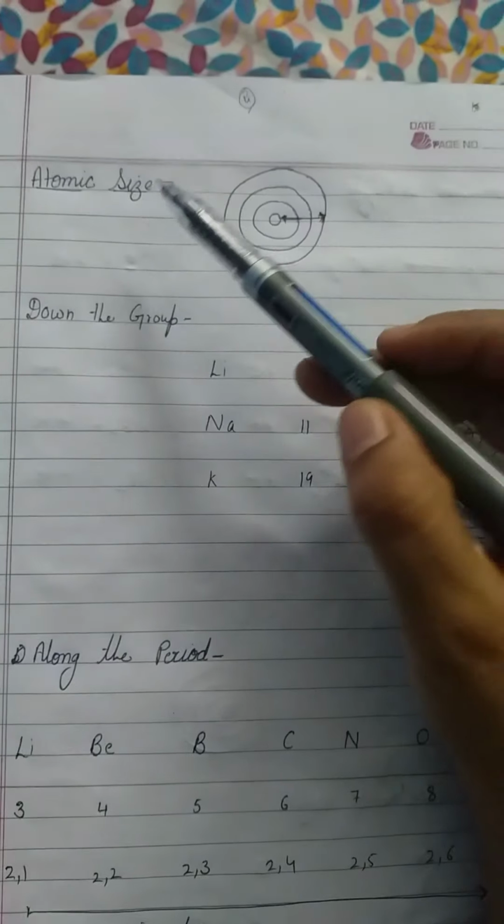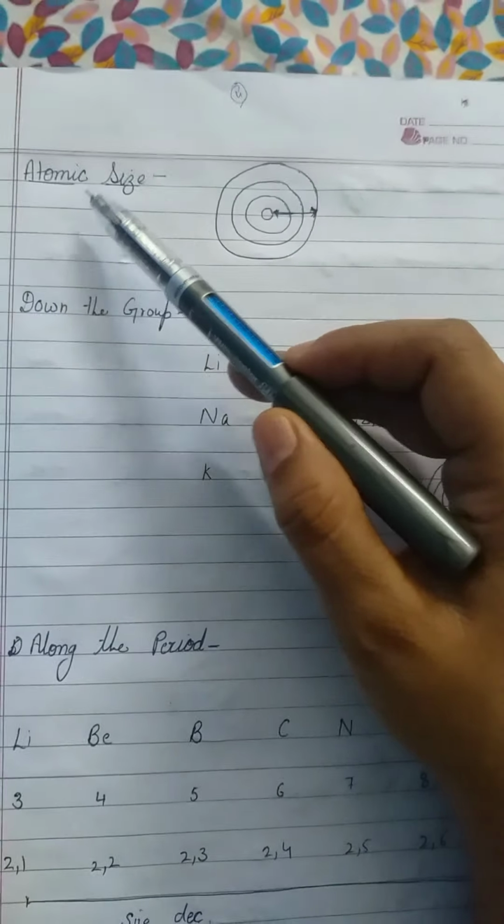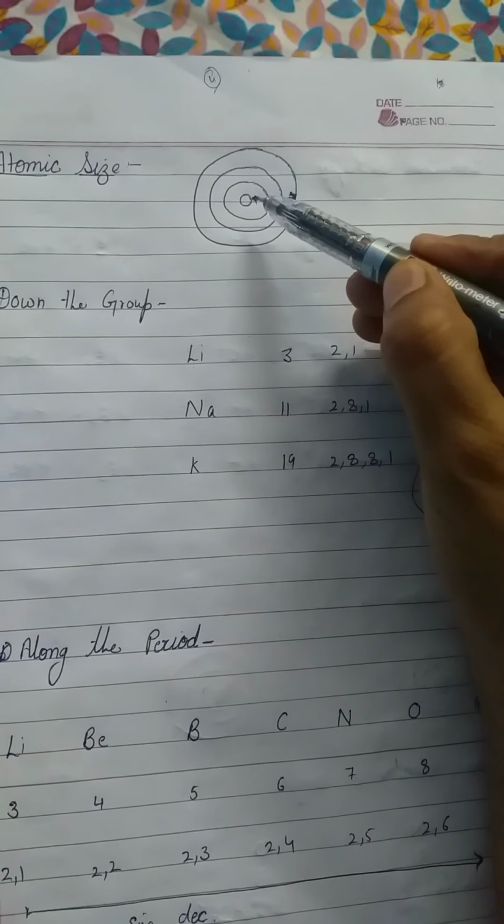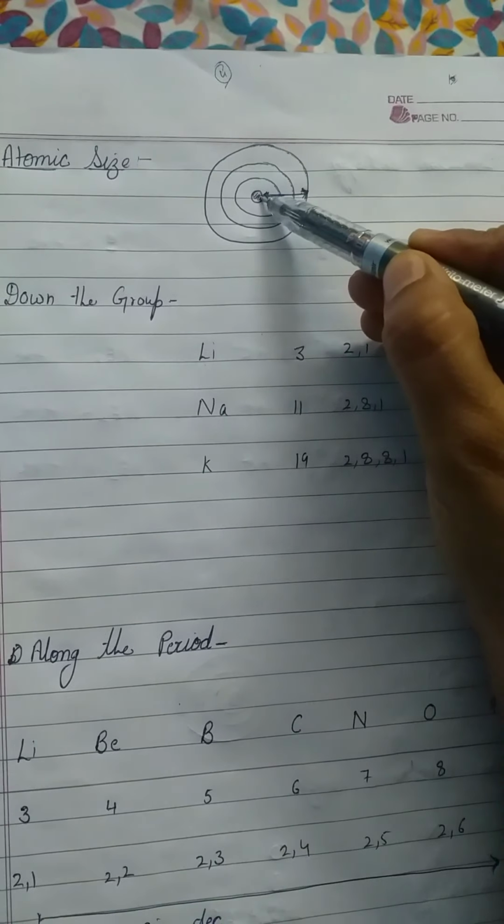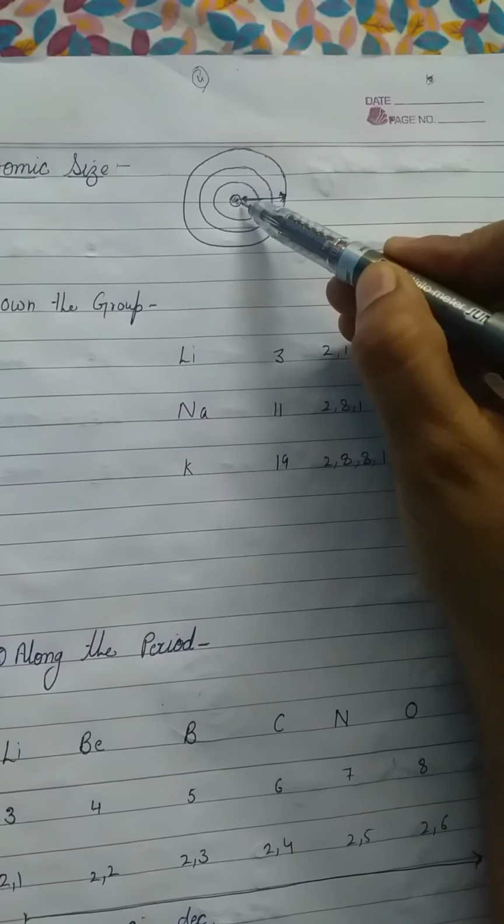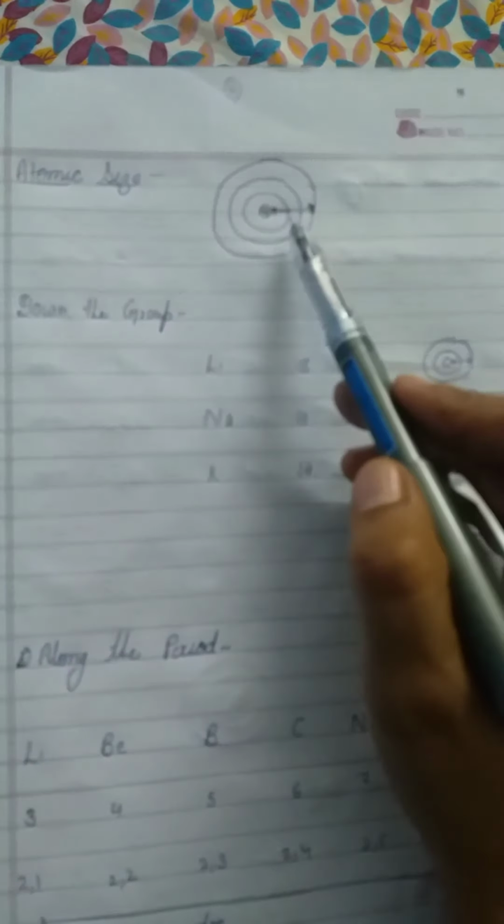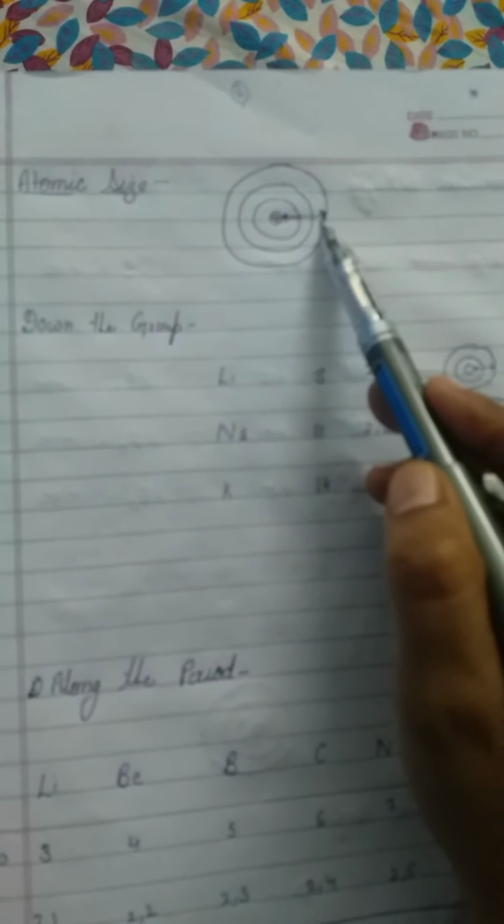Students, our today's topic is atomic radius, or you can say atomic size. So atomic radius, you can see here that this is the nucleus and these are the shells. The distance from the nucleus to the outermost shell is known as atomic radius, or you can say that is the size of the atom.